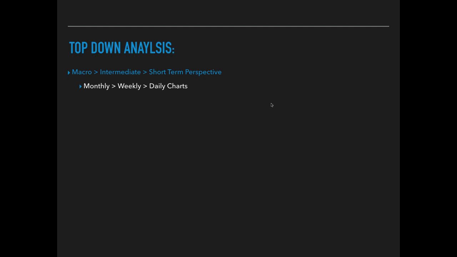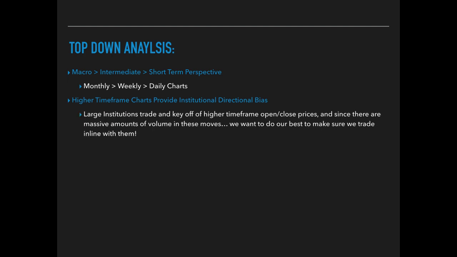The reason why we look at the higher time frame charts is because they provide an institutional directional bias. That means that large institutions are going to be trading and keying off of these higher time frame open and close prices. Since there are massive amounts of volume in these moves, we want to do our best to make sure we trade in line with them.